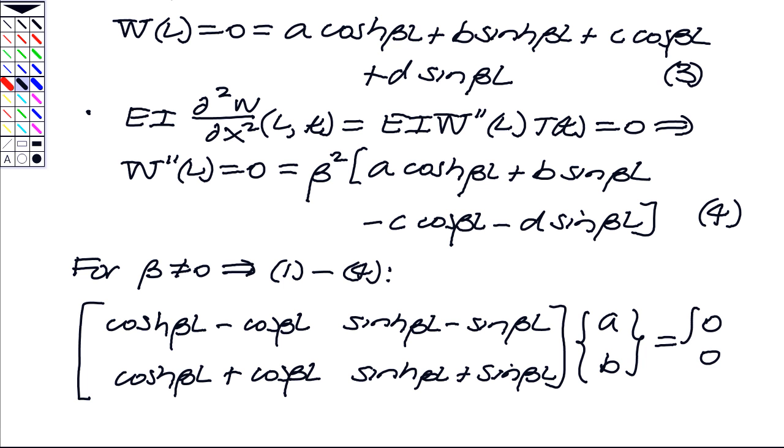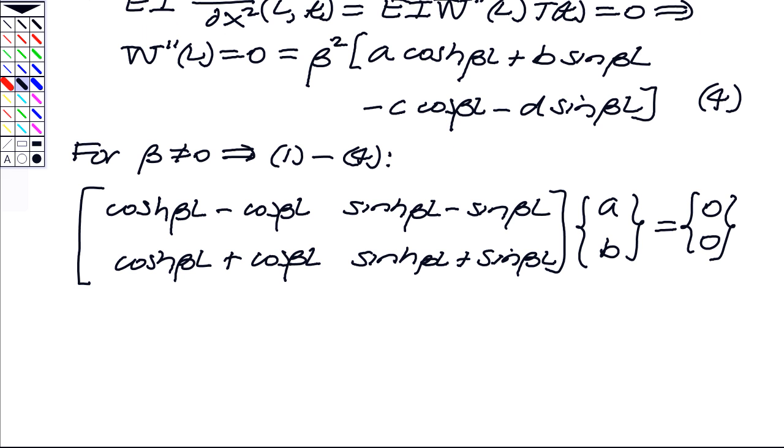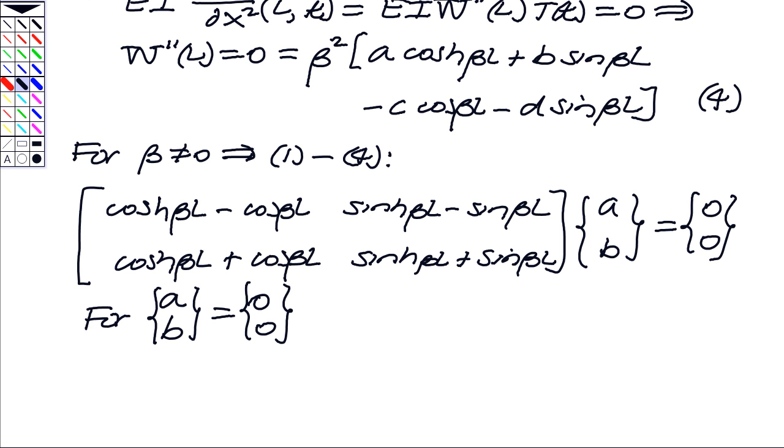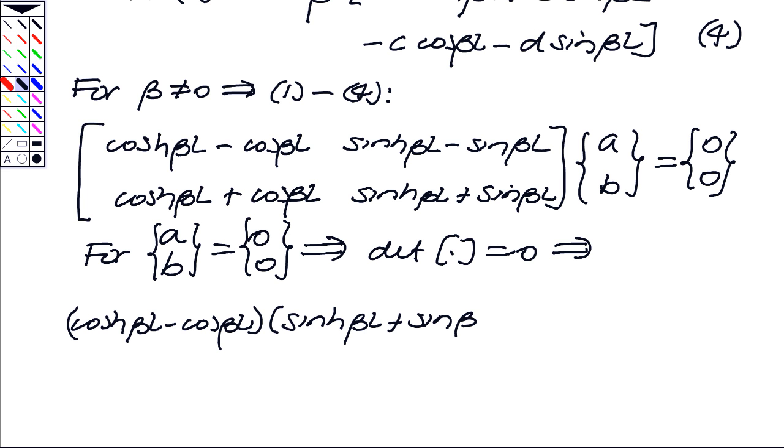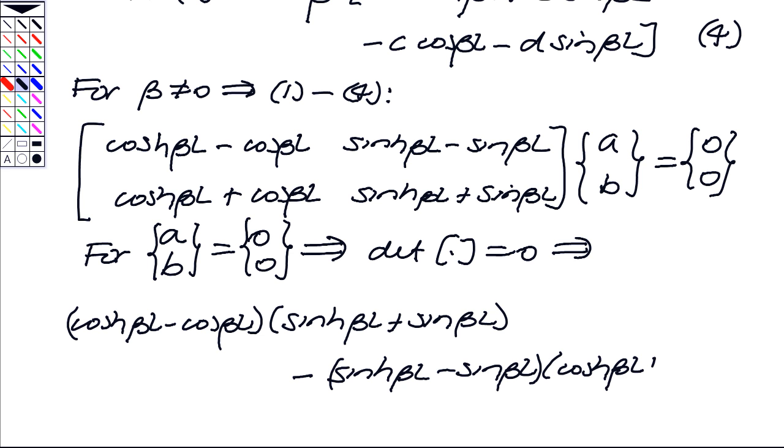It's a homogeneous set of equations. So in order for that to be a 0 and for a non-trivial solution for A and B, because we know if A and B are 0, so are C and D, which means that we would have a trivial response. If we throw out that, what's left is that the determinant of that 2 by 2 must be 0. So therefore, if I expand this out, I get cosh beta L minus cosine beta L. That gets multiplied by the 2, 2 term, which is sinh beta L plus sine beta L. If I multiply then the 1, 2 times the 2, 2, this is sinh beta L minus sine beta L times cosh plus cosine. So that is the determinant of that 2 by 2.